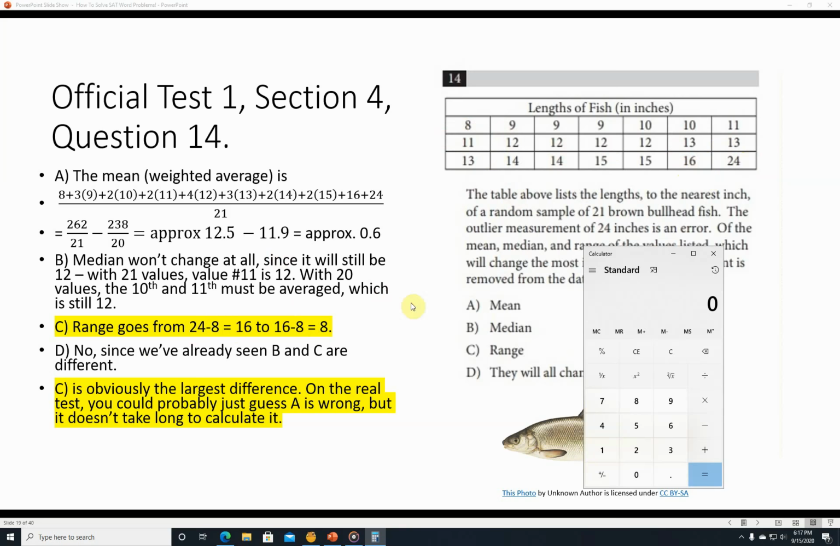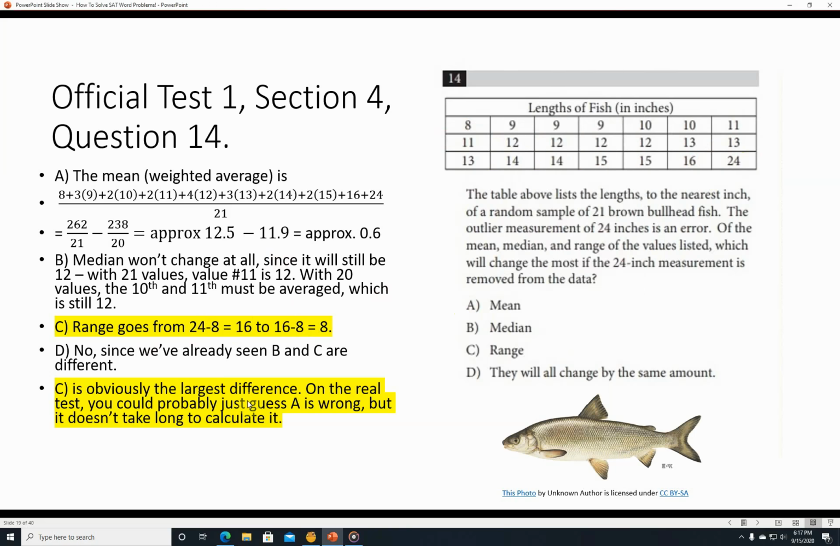All right, so D, will they all change by the same amount? No, we know they won't, because we've tested all three and they all change by different amounts. So the largest one has to be the range. On the real test, you could probably just guess that A is going to change the least, but it doesn't take very long to calculate it. So I would suggest you give your calculator a little workout on the test.